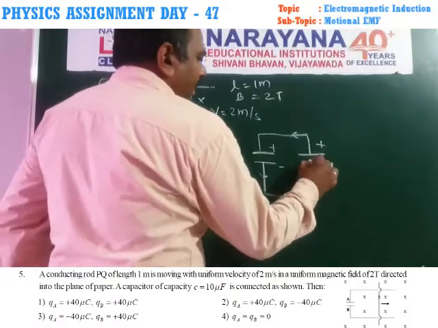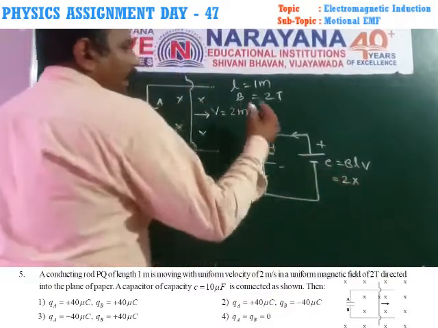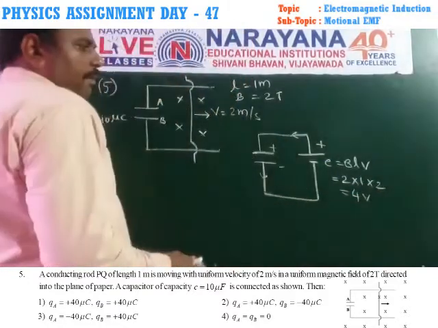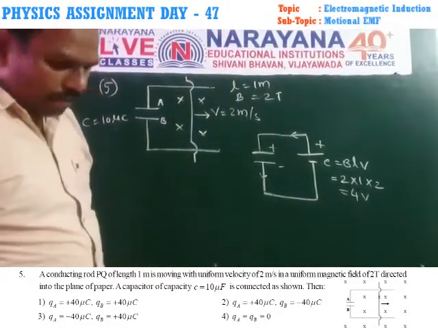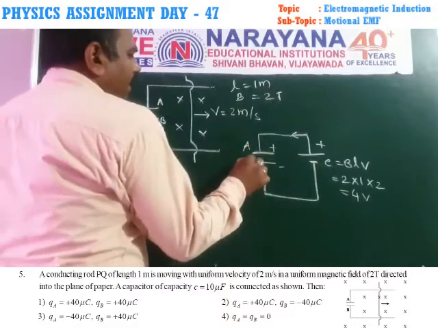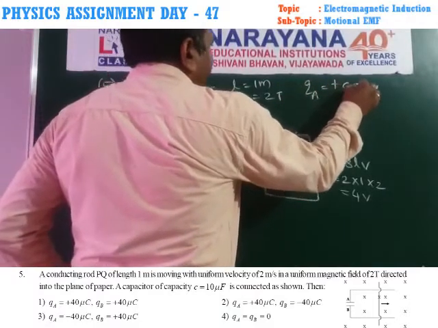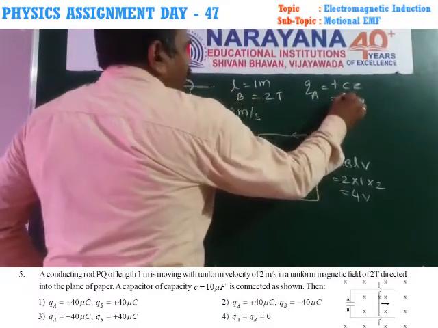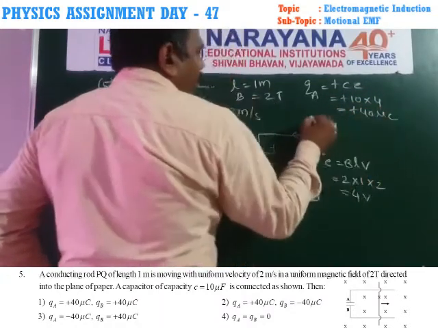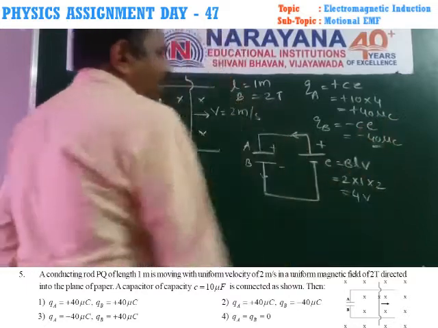So the EMF is equal to BLV. B means the magnetic field, 2. The length of the conductor is 1. The speed is 2. Total it is 4 volts. But the capacitance is 10 microfarads. So the charge on the parallel plate capacitor, this is plate A and it is plate B. So the charge on the plates is QA = +CE, so +10 into 4, which is equal to +40 microcoulombs. QB = -CE, which is equal to -40 microcoulombs of charge.